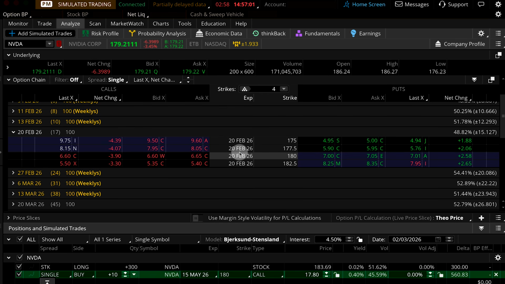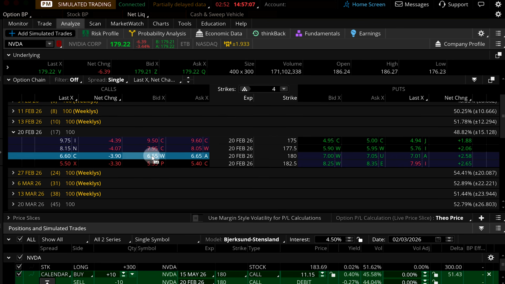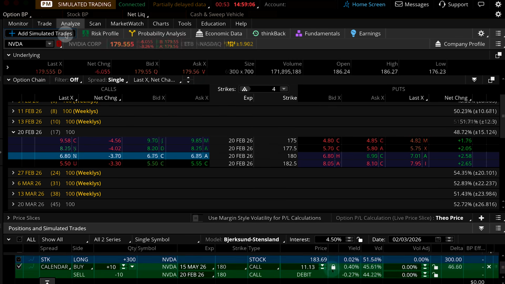And to make it a calendar, we're going to hold down Control on our keyboard, and left-click on the bid of the 180 call for us to sell it, which then creates that calendar spread, keeping our same strike of 180 with different expirations. And as we can see currently, this is a debit of $11.15.